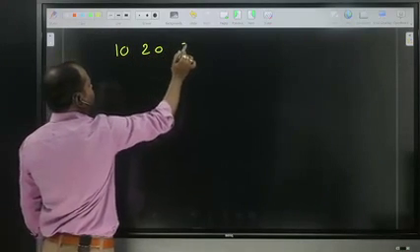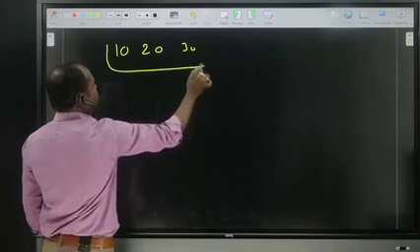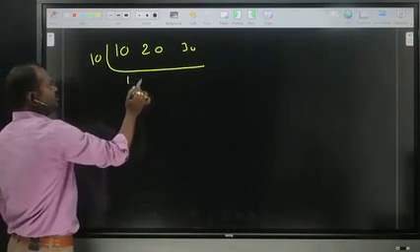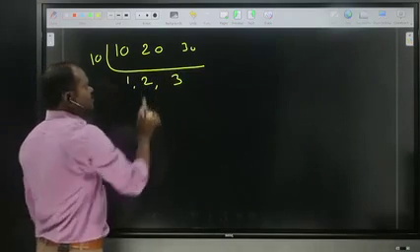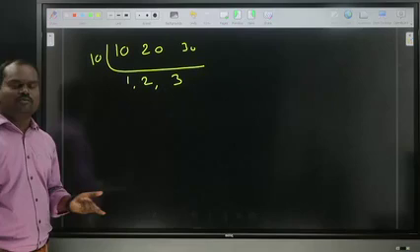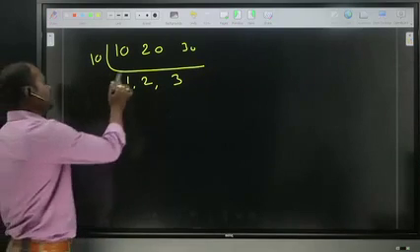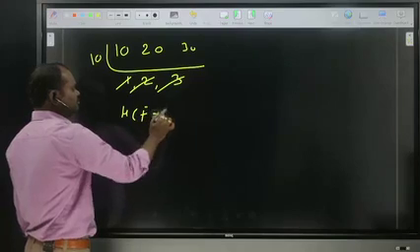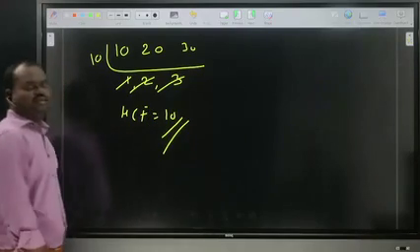Ten, 20, 30. Now the 10 table clearly: 10 ones, 10 twos, 10 threes. Still, in any one table, can you get all these, ma? Except one, we can't get. So stop. So what is the HCF, ma? Your HCF is 10. The HCF is 10. Is it clear, ma?